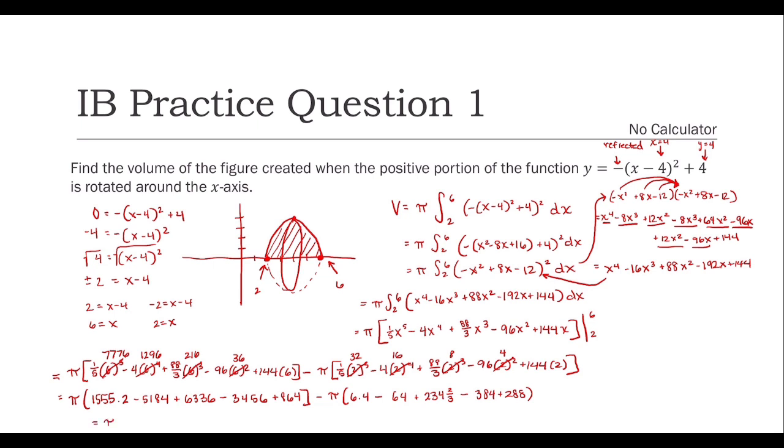So then this equals pi times all this together, which comes out to 145.2, minus pi times all of this, which comes out to 81 and 1/15. So we have 145 and 1/5 minus 81 and 1/15. So we get pi times 145 minus 81, which is 64, and 1/5 minus 1/15 is 2/15. So this equals 962 pi over 15. Since it's volume, we would say 962 pi over 15 units cubed.